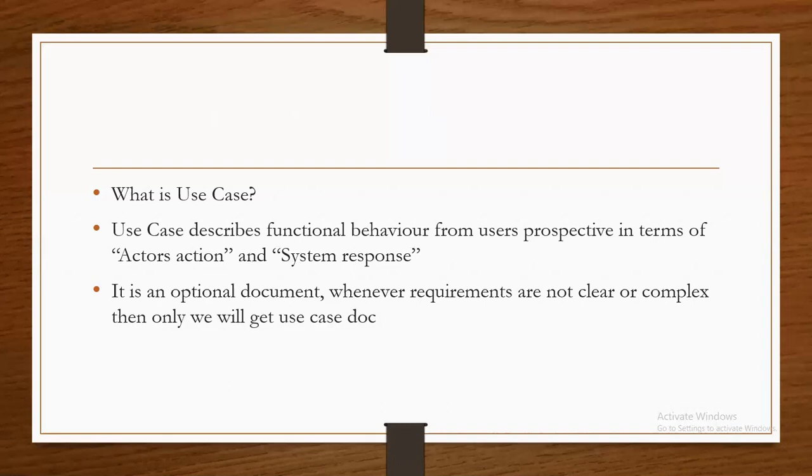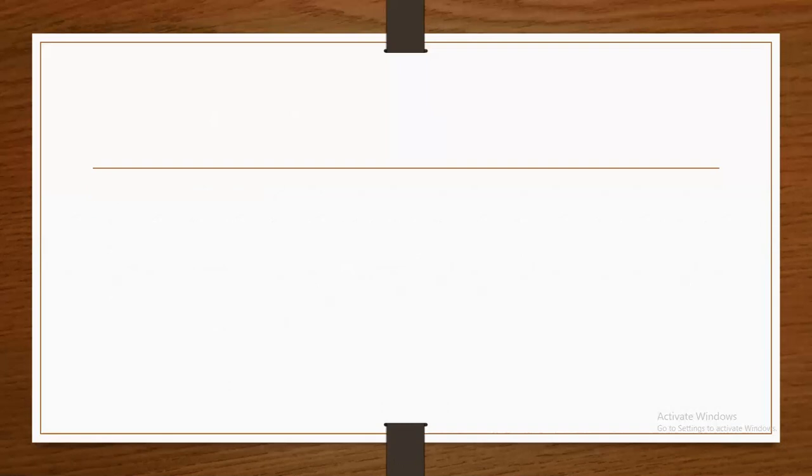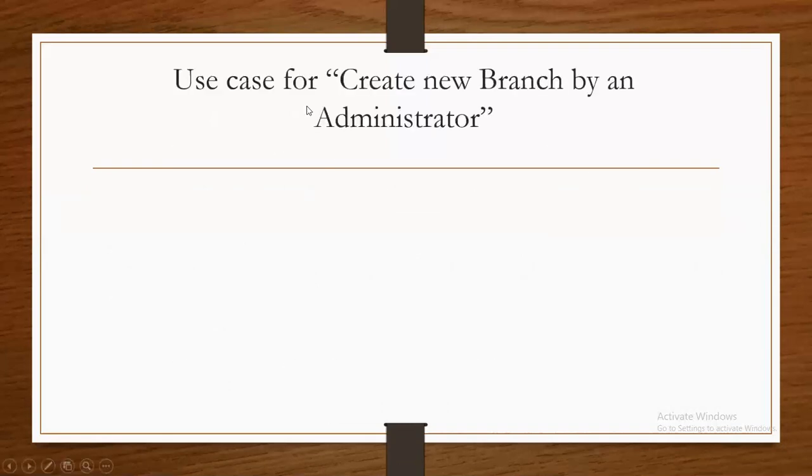System response. I have given an example here. Try to understand it. The use case for creating a new branch by an administrator. I have one application, a banking application. In this application, the administrator wants to create a new branch. How this functionality flow is described by the use case document.